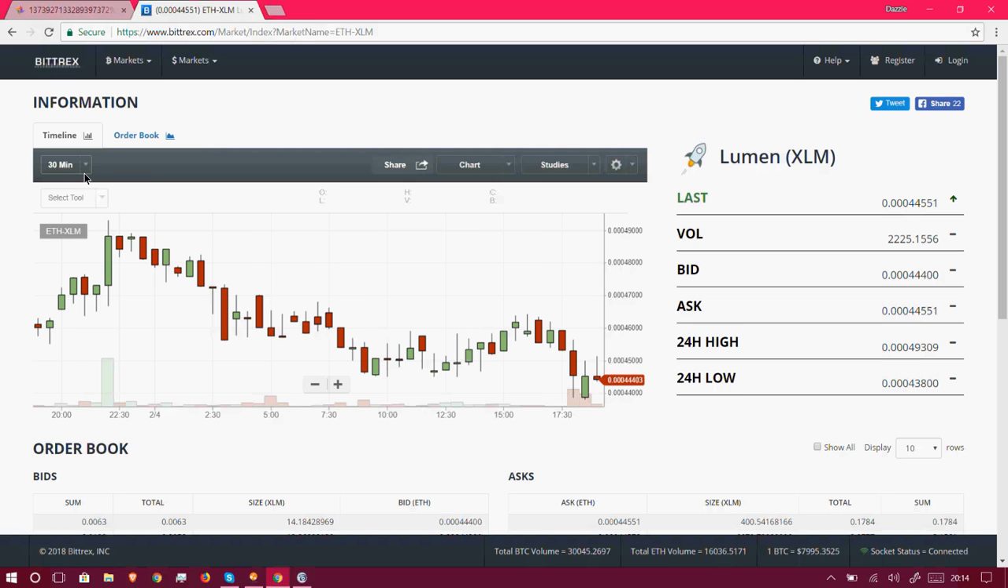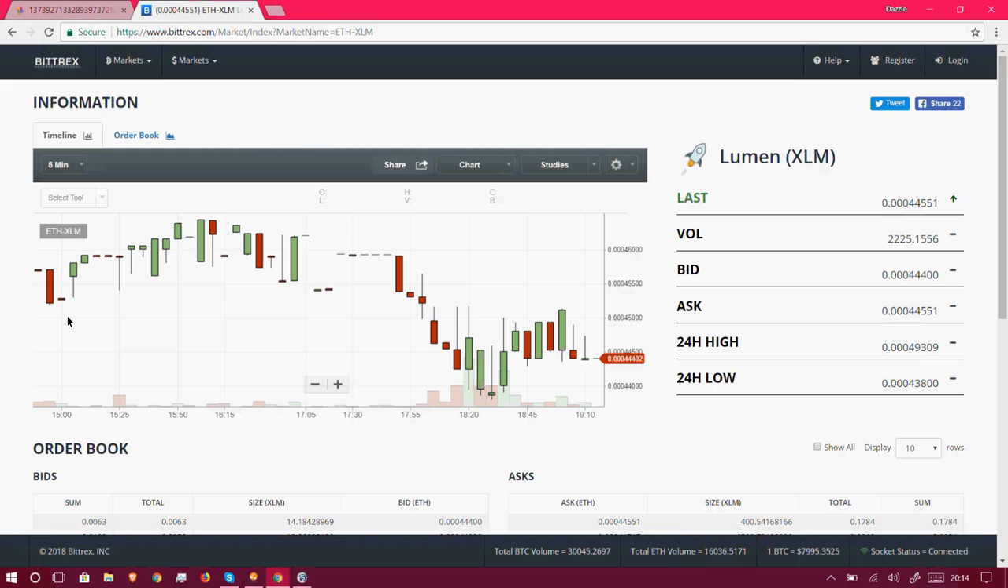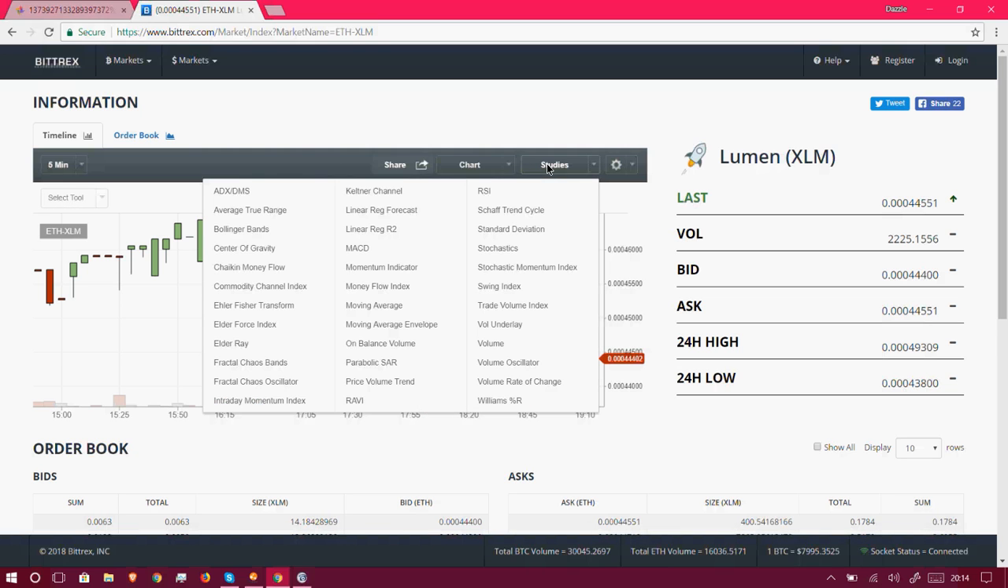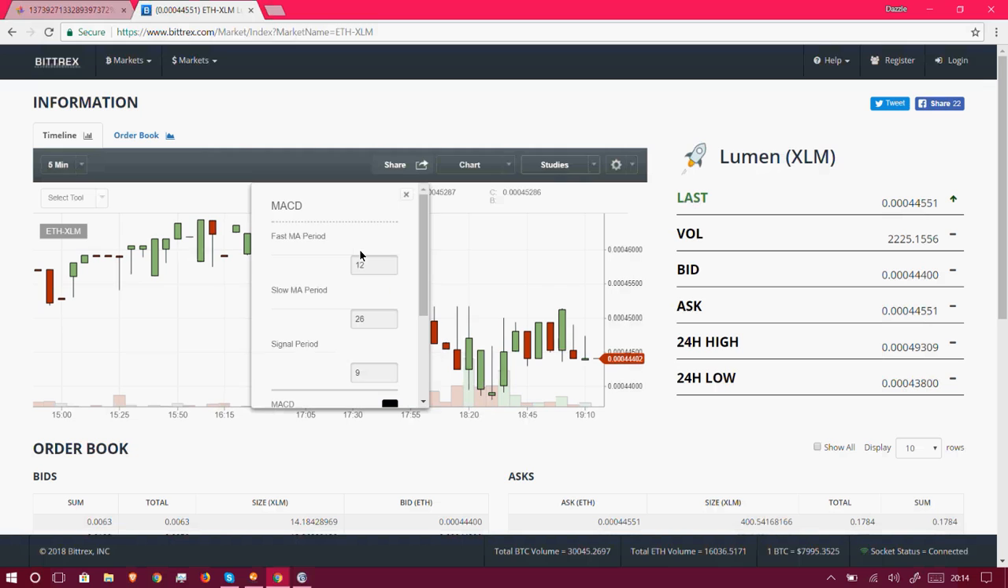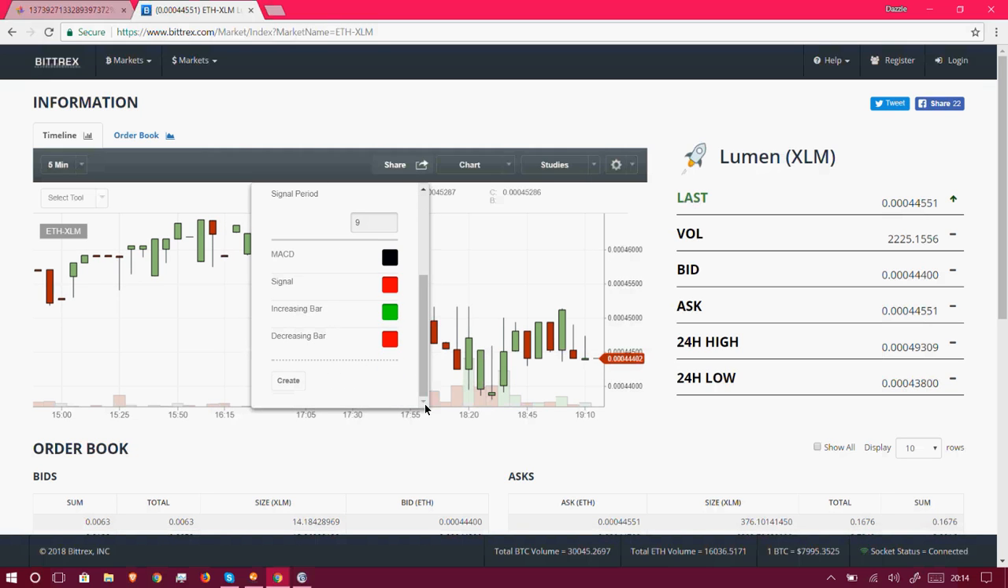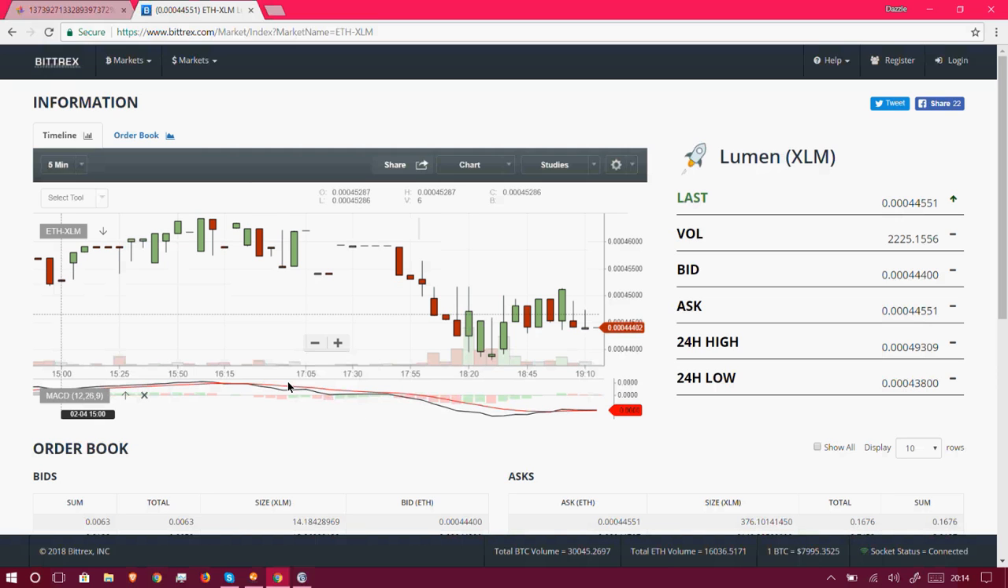So to adjust them here, you just click the time, and you'll click the 5-minute chart again. And then you'll come to the studies, and you'll select MACD. Scroll down, and like I said, just leave them on the defaults that they already come in, because it just makes life a lot easier.